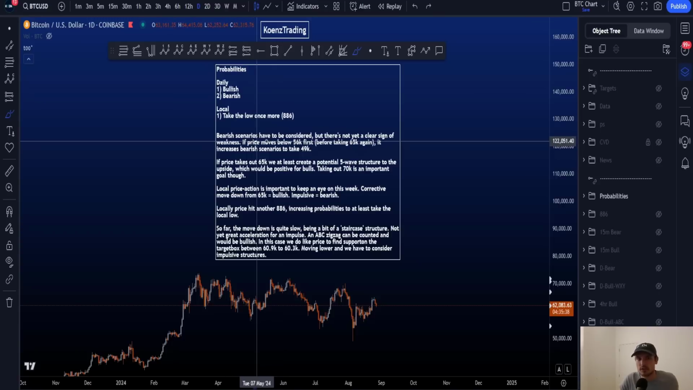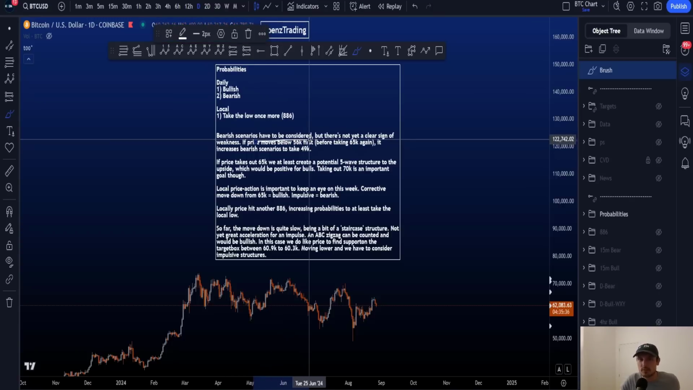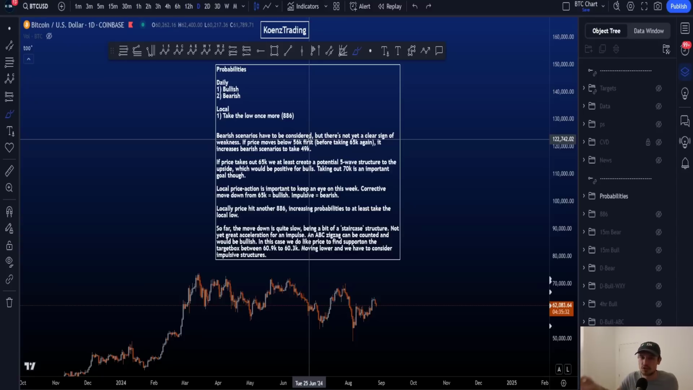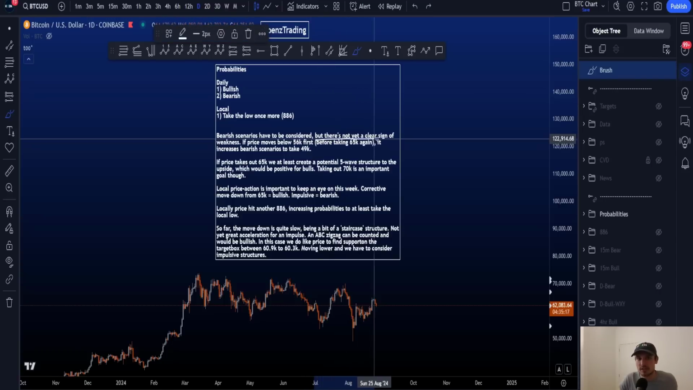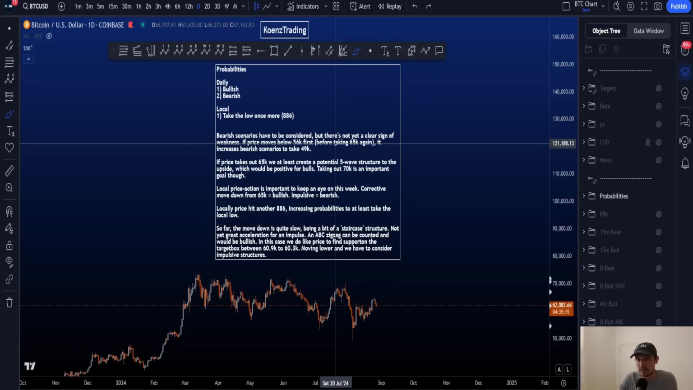Now, bearish scenarios, of course, have to be considered, which is what we do here. An Elliott Wave analyst always needs a bullish and a bearish scenario. You can't be biased to one direction. You have to analyze the chart, and based on what you see with the retracements, extensions, volumes, and more, you then have to decide on the probabilities, right? But at the moment, there's not yet a clear sign of weakness to increase probabilities for the bears.